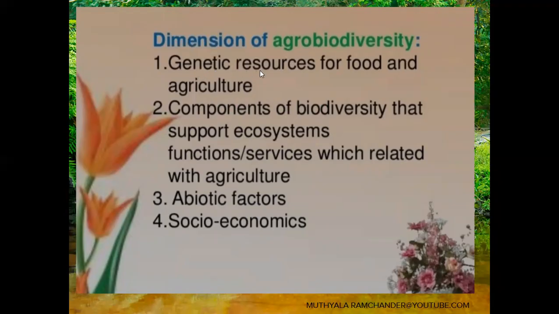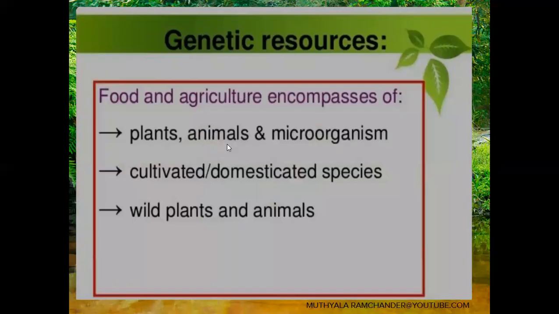One is genetic resources for food and agriculture. Second one, components of agrobiodiversity that support ecosystem functions and services related to agriculture. Third one is abiotic factors. Fourth one is socio-economics. The first one is genetic resources. Based on the genetic resources, we cultivate different types of crops for needed food and agricultural economic importance.